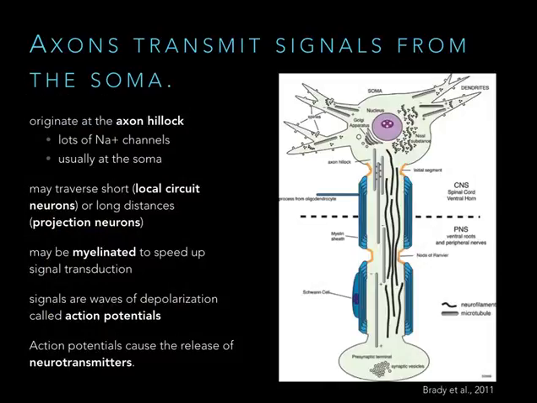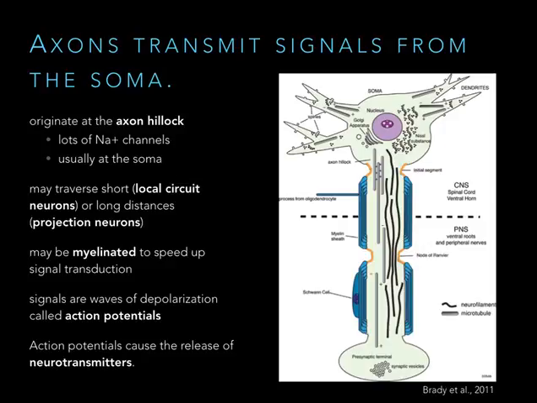The axons are the portions of the cell that are going to transmit signals. So if a neuron has received sufficient input in its dendrites, or if it's generating these signals all on its own, it's going to transmit the signal down its axon. That signal is going to be the action potential, and that originates at what we call the axon hillock. This is the portion where the axon meets the cell body, or the soma, and there's a ton of sodium channels. As we'll see in following lectures, sodium channels are very important for action potential production.